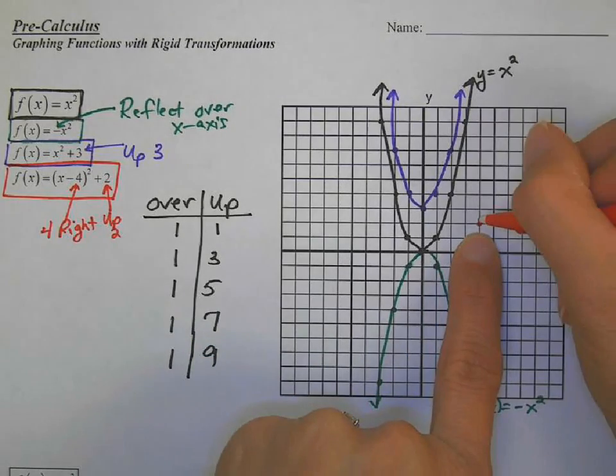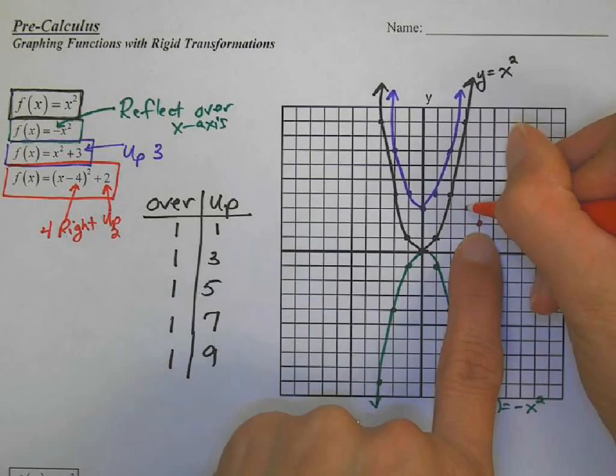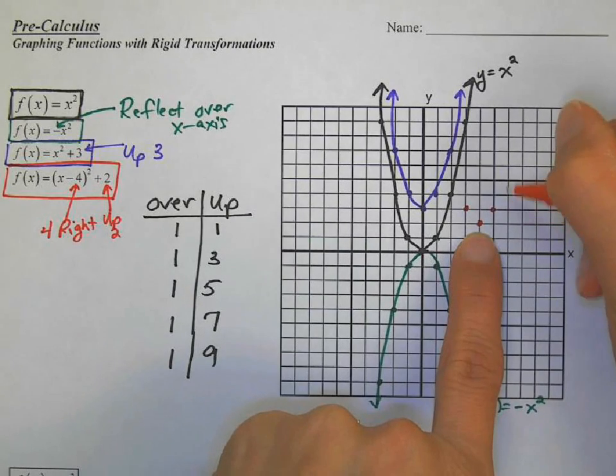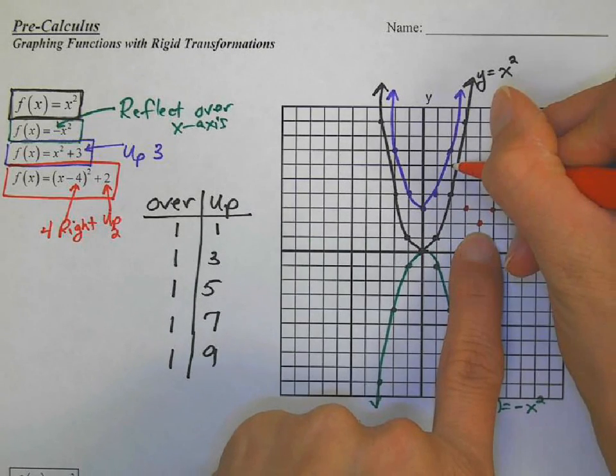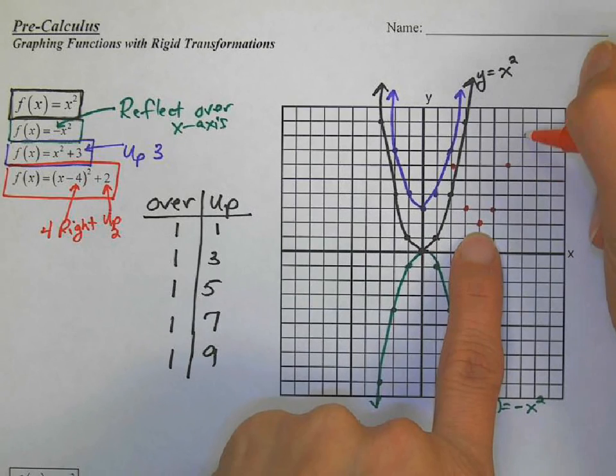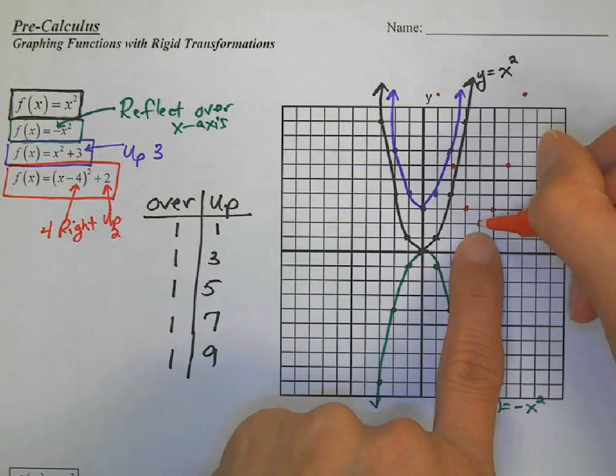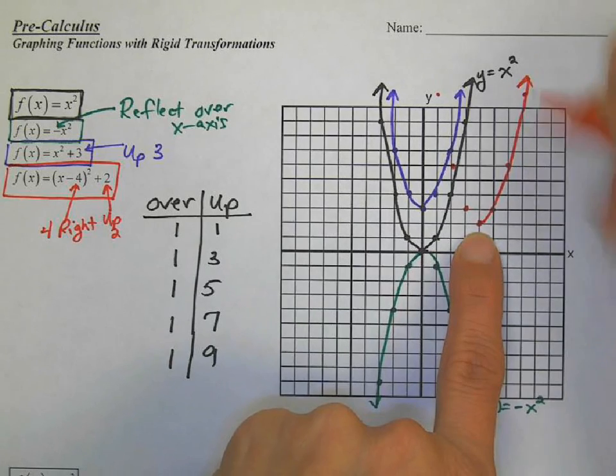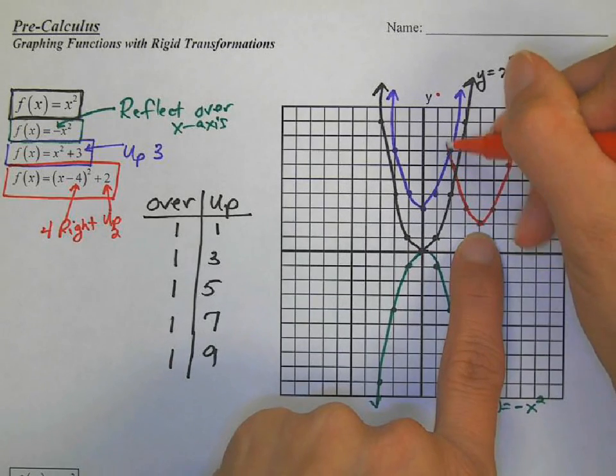Okay, here we go for the last time. Over 1, up 1. Over 1, up 3. Over 1, up 5. 5 looks like he might be one box off the graph paper. I'm going to plot that point so I have something to aim for. And here is a parabola, point by point.